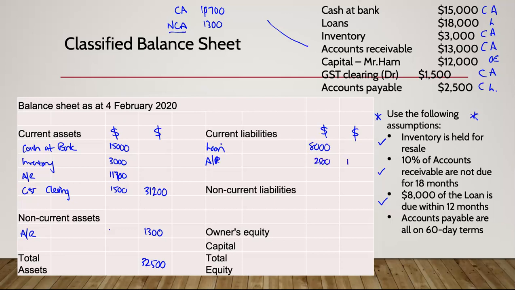So that equals $10,500. We now have the remainder of that loan as non-current, $18,000 minus $8,000, so $10,000. And apologies, I should have put that on that side as non-current. Our capital remains $12,000. And if we add all of this up, our total equity is $32,500.